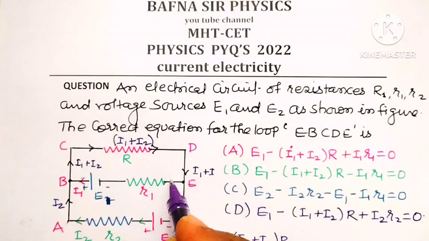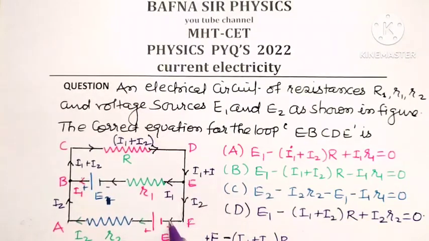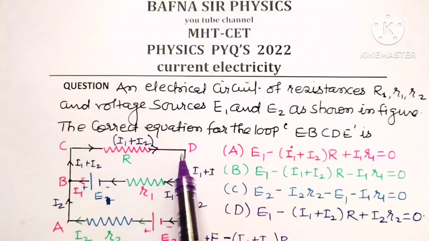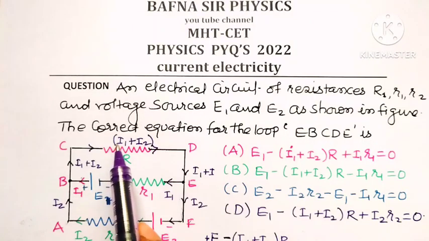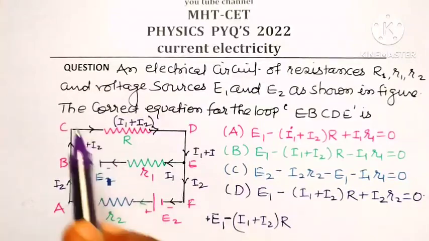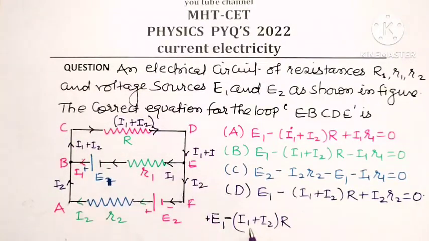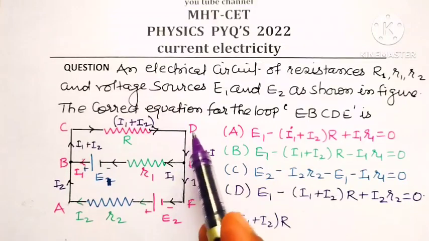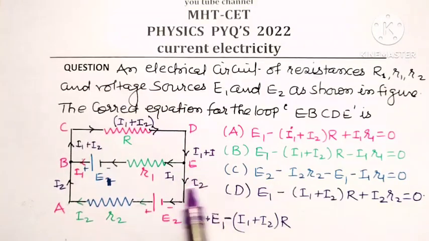This I1 plus I2 current reaches junction point E. Out of I1 plus I2, current I1 has to reach the negative terminal of battery E1, while the remaining current I2 has to reach the negative terminal of battery E2. So between C and D, we have a resistance R through which current I1 plus I2 is flowing. The potential difference across C and D is I1 plus I2 into R, and the sign here is negative because the current is flowing in the same direction. Again, between D and E, no resistance, leave it.